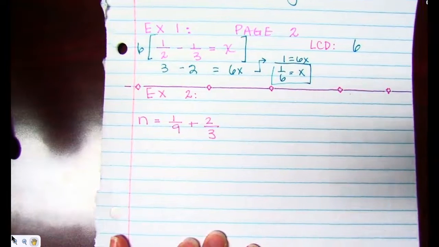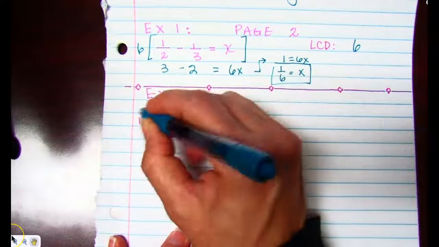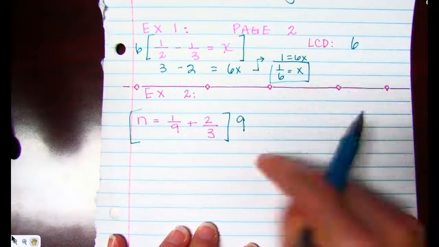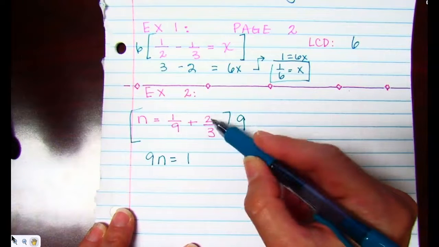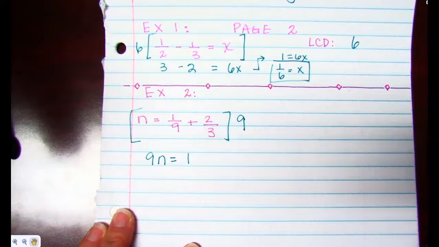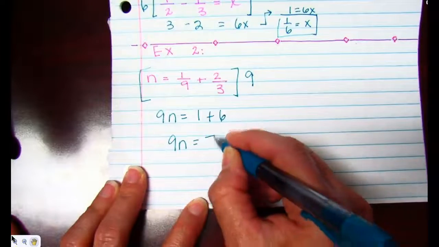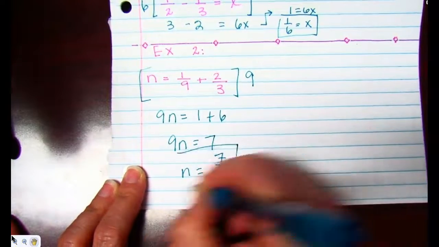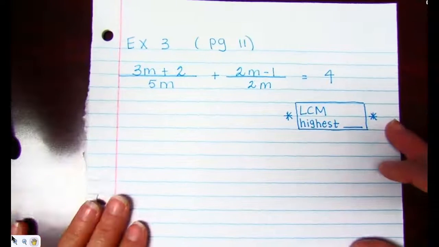All right, let's look at example 2. LCD. You should know the LCD as soon as you see that. The LCD is just a 9. So we're going to multiply both sides by 9. 9n equals a 1. And then remember, 9 times 2 is 18. 18 divided by 3 is 6. Little baby equation. So easy. So easy. All right, let's look at example 3.